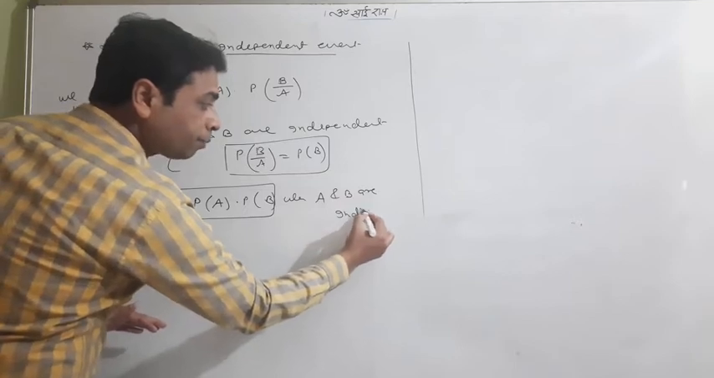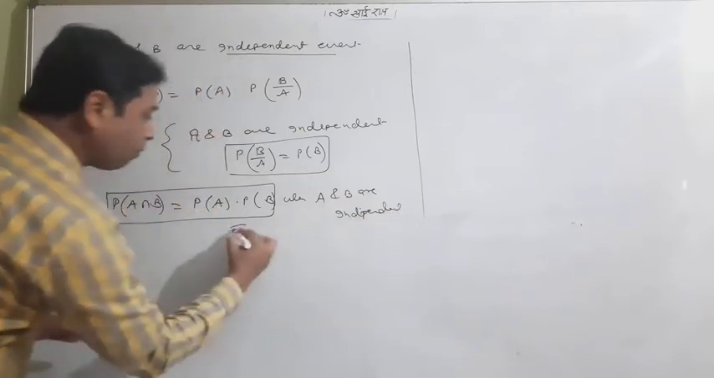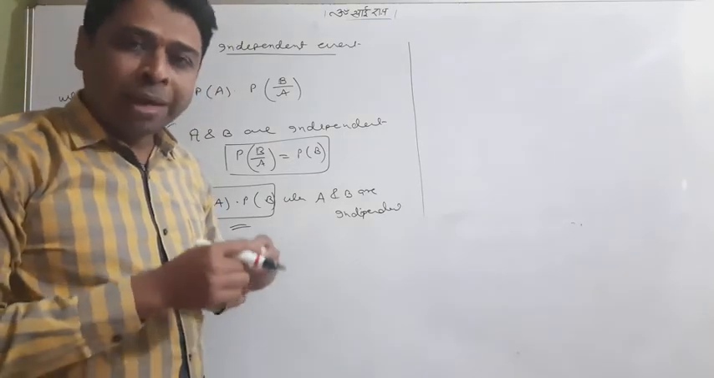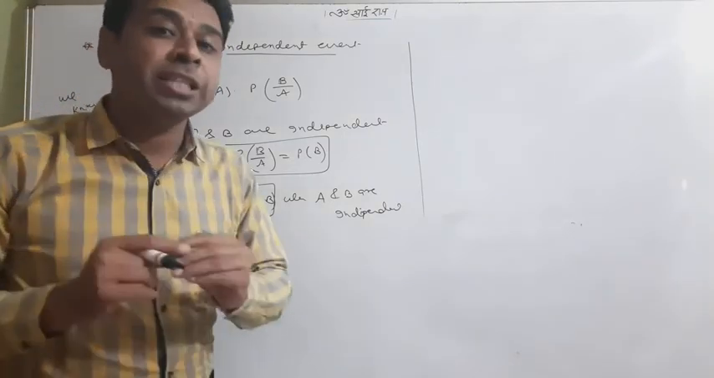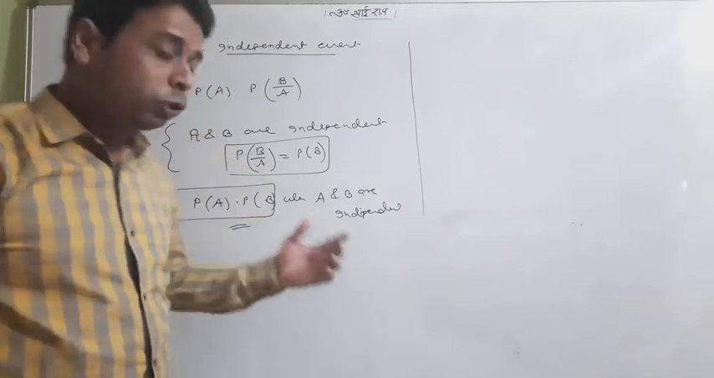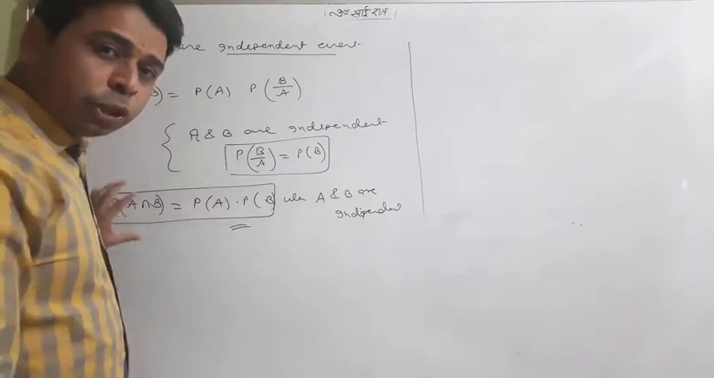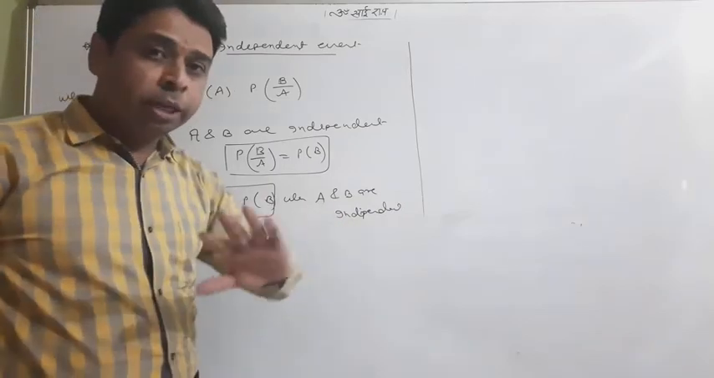So this is the formula we have got. Whenever in the question you may be told to prove that A and B are independent, what you will show is P of A intersection B is equal to P of A into P of B. If one can show this, it means A and B are independent events.